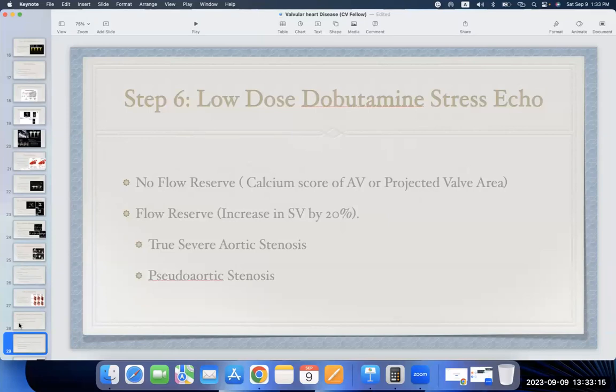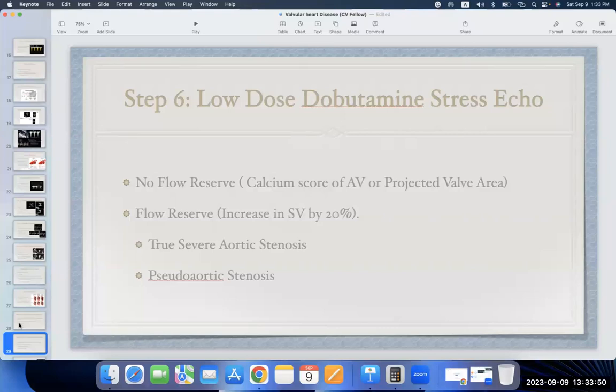The low dose dobutamine stress echo is different from your regular dobutamine stress echo that you usually do for wall motion abnormality. Here we use a low dose. So we go all the way up to 20 mics, not like your regular dobutamine stress echo, which usually goes all the way to 40 mics. So here we will do the low dose. And what's going to happen in these cases is either you're going to have flow reserve, which is defined by an increase in the stroke volume of more than 20%, or you will have no flow reserve.